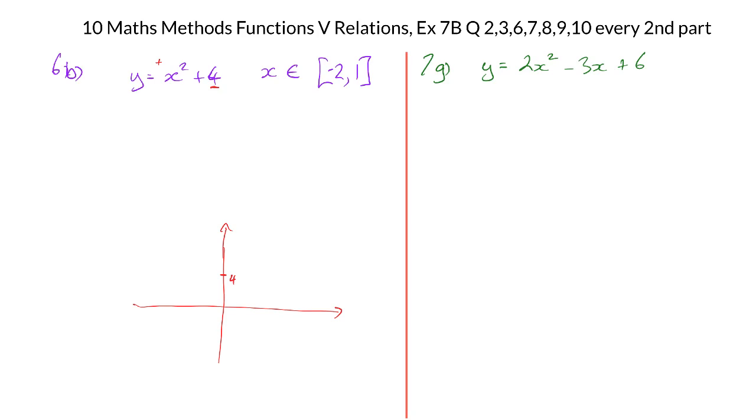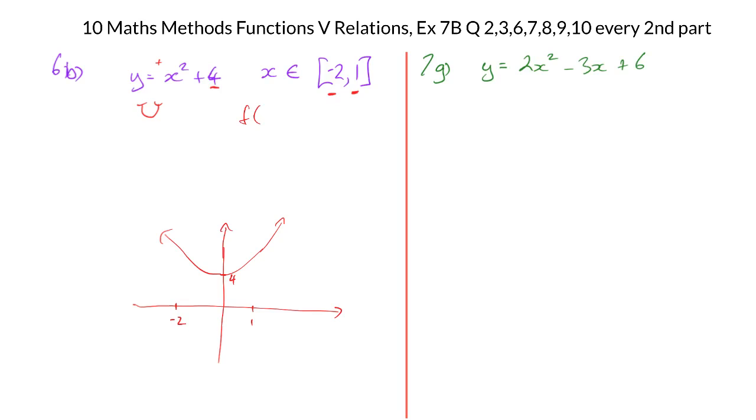It's also positive, which means that it is a happy graph. So it'll be going upward. So there's no x-intercepts. We don't need to look for them. We're told that it goes from -2 to 1. So let's work out what the values are at -2 and 1.